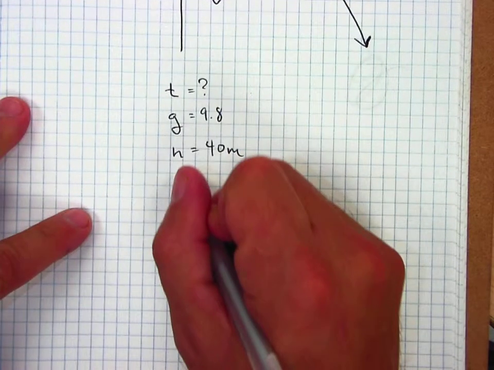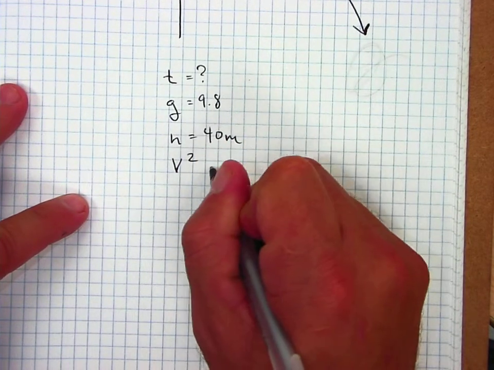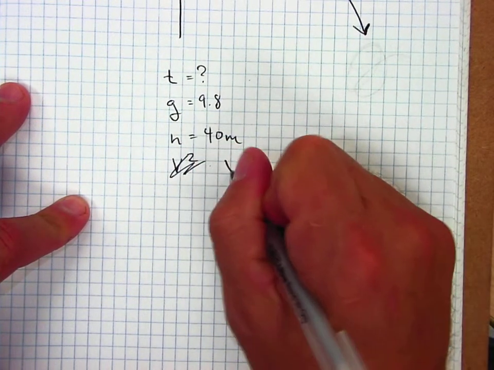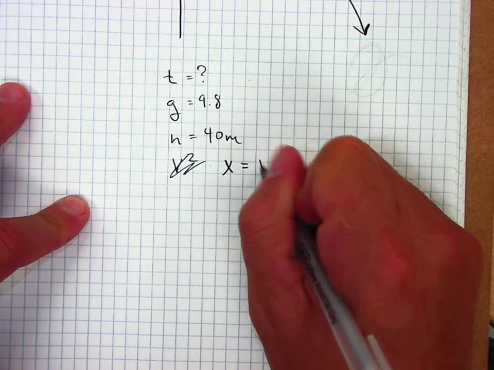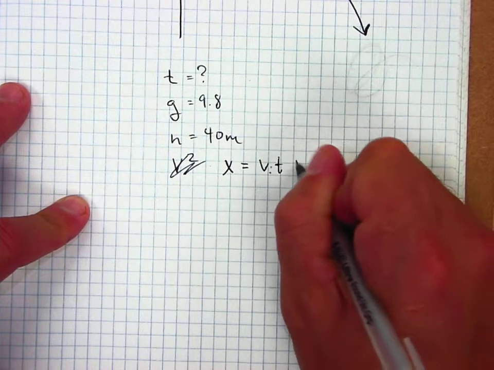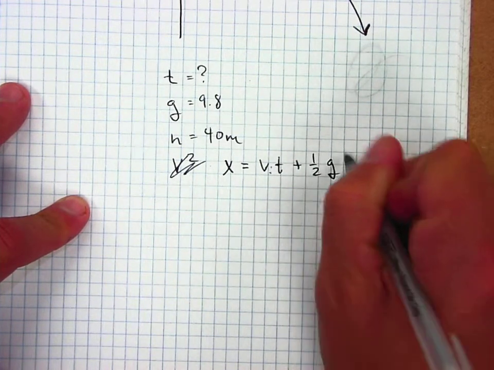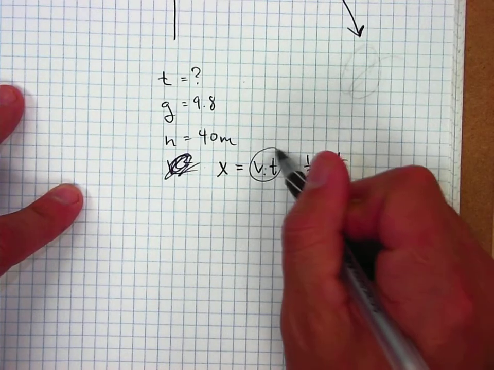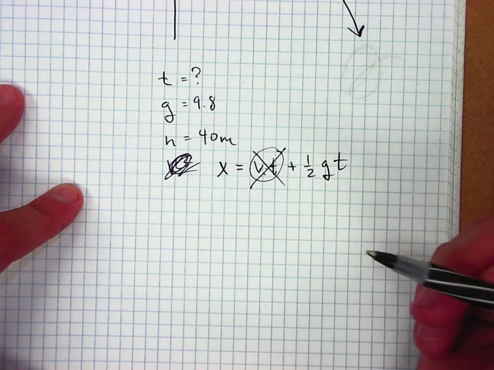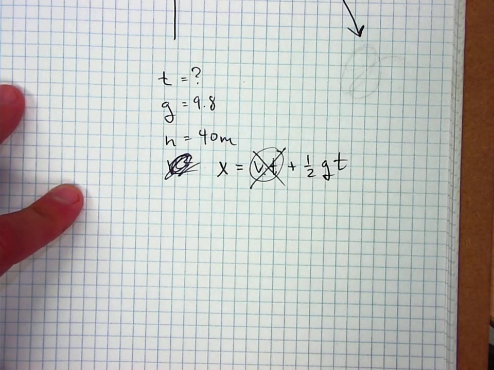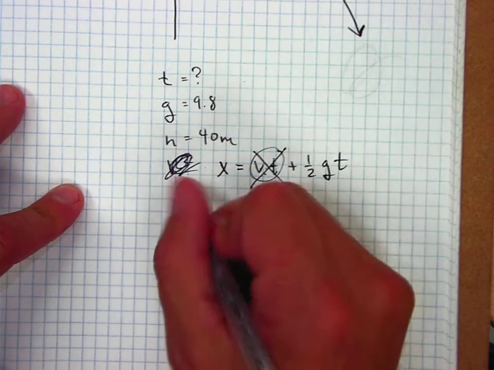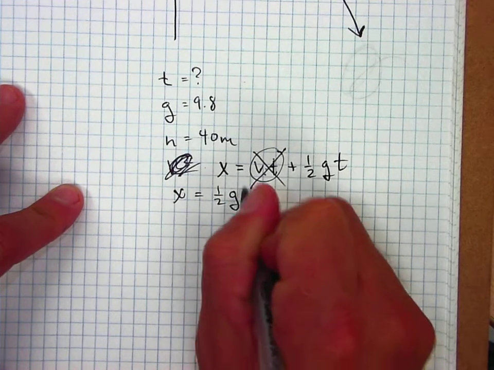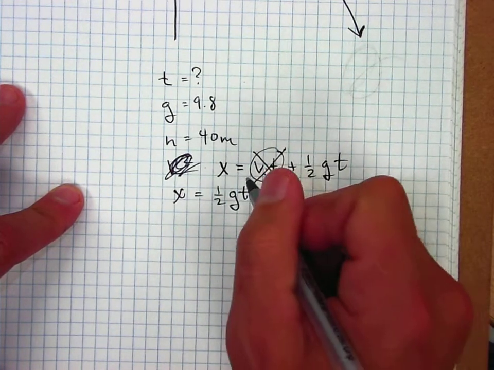I can use the equation x is equal to v_i t, which I can toss out the window really quick, plus 1/2 g t squared. I can get rid of that because I know that my initial velocity down is 0, because it's doing it from rest. So it leaves me with a nice clean distance is equal to 1/2 g t squared.